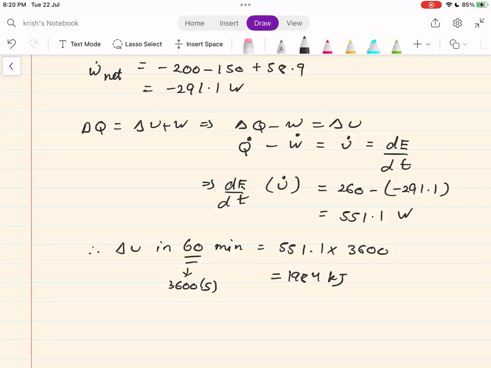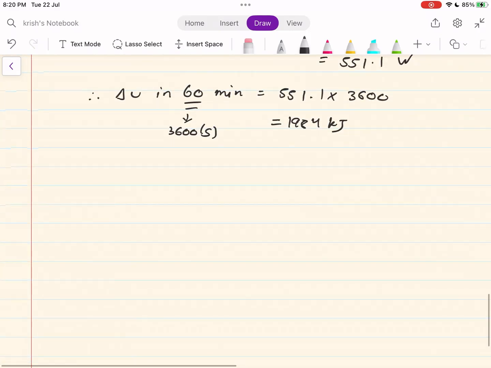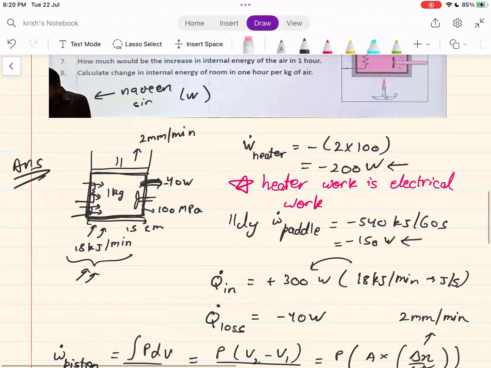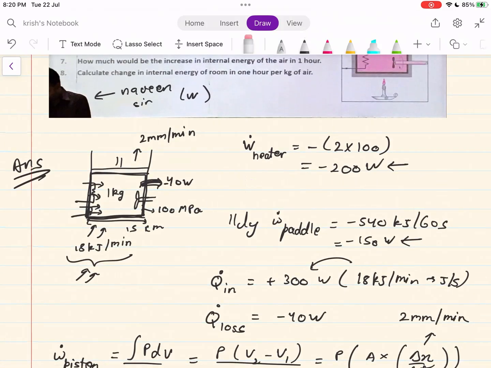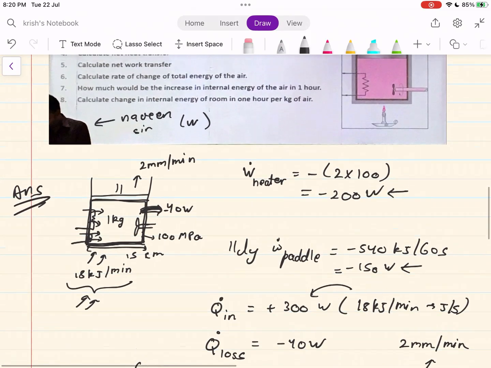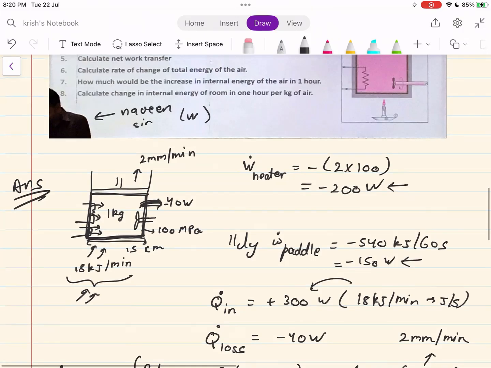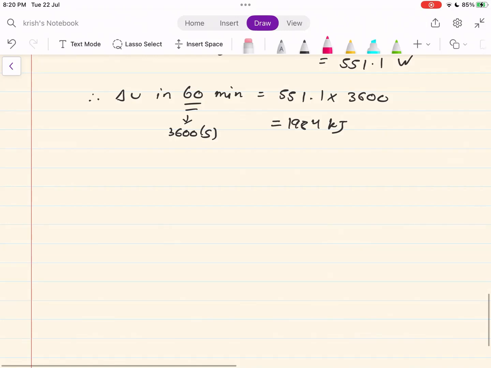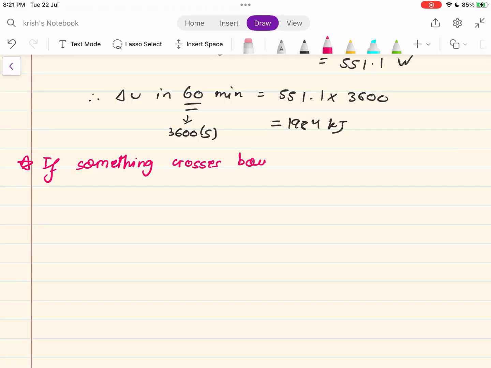I have one more question where we will see where the work done by the heater is considered as heat energy. Let's just quickly go over the concept again. If something crosses the boundary of the system, that is heat.